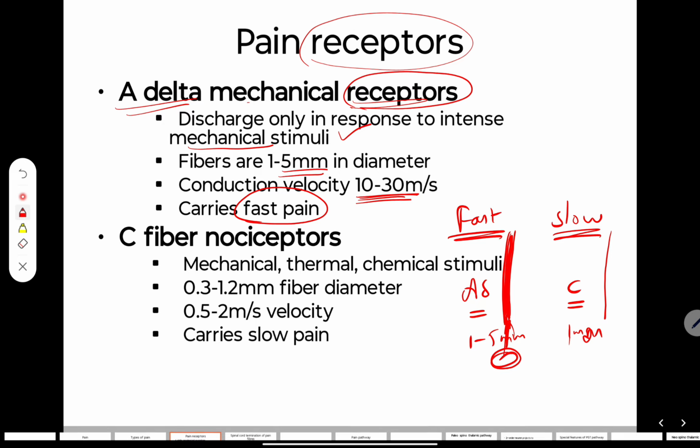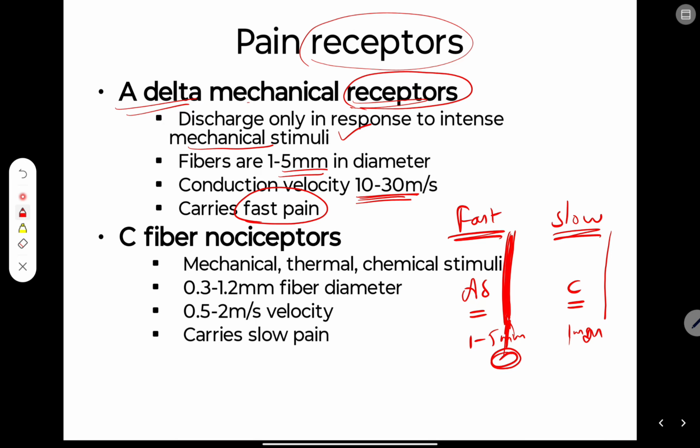Now compare that with the C fiber receptors. Pain receptors are otherwise called nociceptors, because pain is otherwise called nociception. So the receptors are called nociceptors. And remember, the C fiber receptors can detect mechanical, thermal, or chemical injury. For example, if you've got burnt, it can be detected by your C fiber receptors. Clear? Hope you are clear with the types of pain receptors.